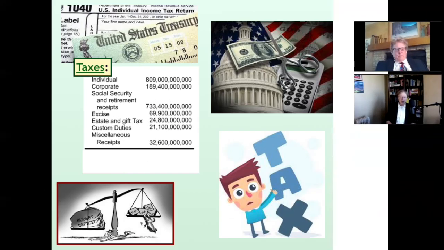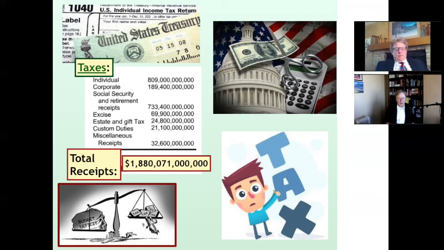So total receipts, $1.88 trillion in 2004. I'm sure that's gone up a heck of a lot from 2004 to 2021. Yes, it's closer to 3.6 trillion at this point in time, depending on these bills that are going to go through Congress in the next week or so.